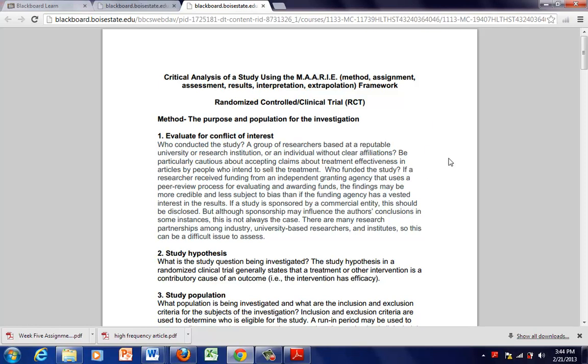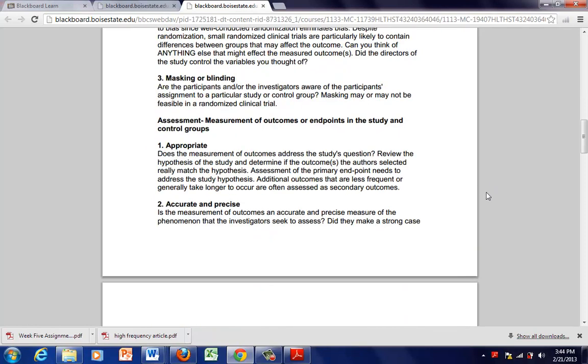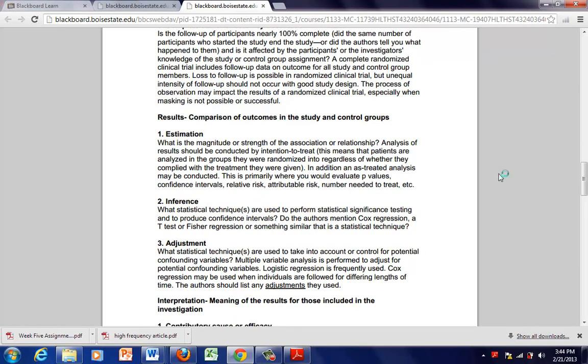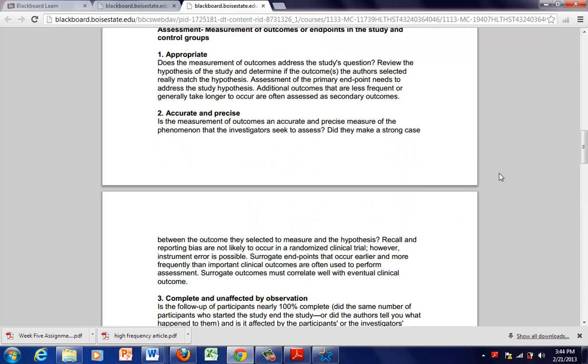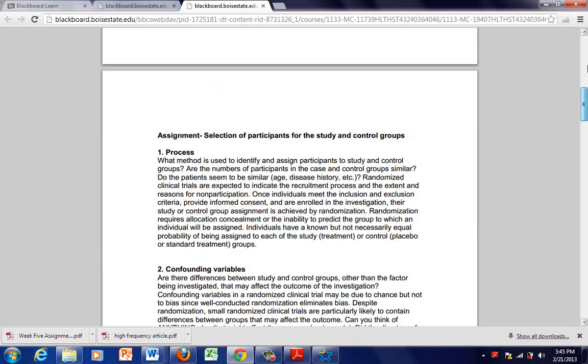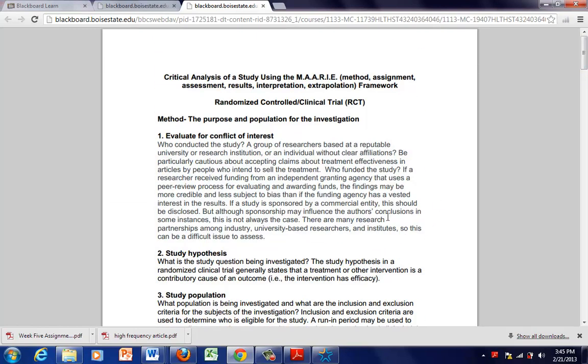Last time we did the methods section, and we added an additional step in there called conflict of interest, so you've had some practice doing those. This week we will be looking at the assignment section, so selecting people and putting them in control and study groups, and the assessment group. What did they choose to look at for an outcome? So would you have these documents in front of you before you watch this video?